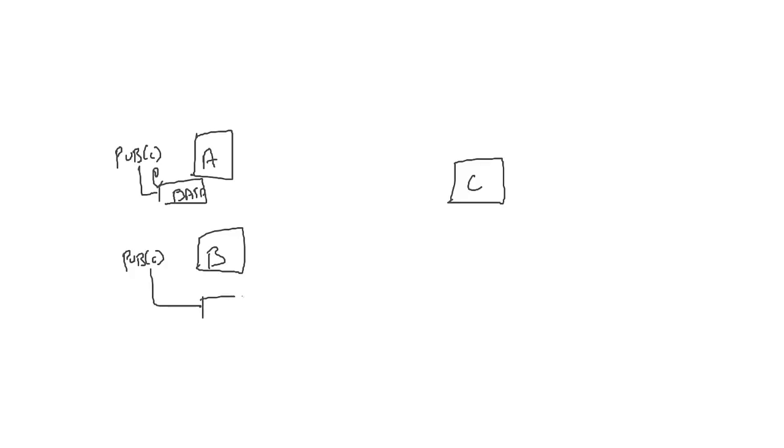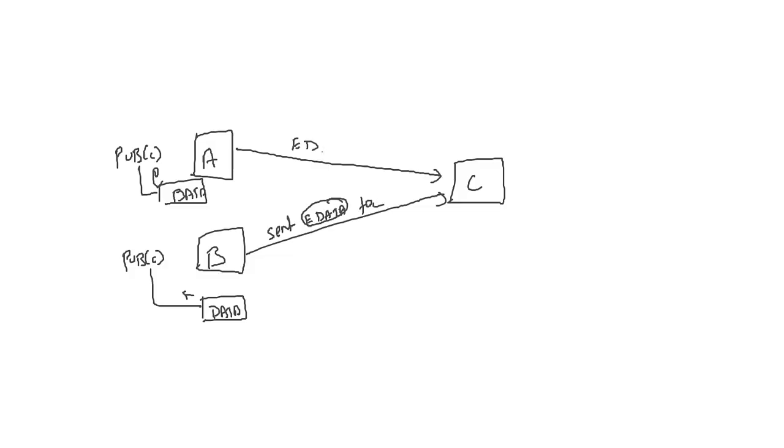and B is using the public key of C to encrypt the data, and both will send encrypted data to C. Is it clear? So C receives 2 versions of encrypted data.